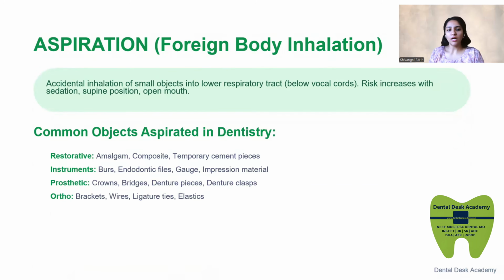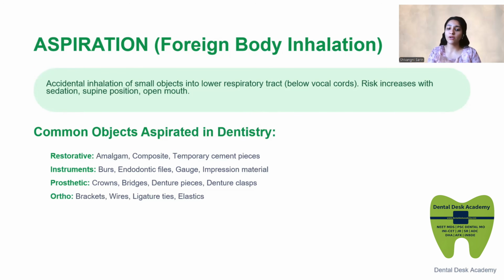Now, next is about aspiration or foreign body obstruction. What exactly is foreign body obstruction? This is the next medical emergency we are talking about. See what happens in a dental setting. This is again very common. If you're not using a rubber dam, or you have not tied your dental material with floss, there are a lot of dental materials which can be aspirated. For example, a crown, a cement piece, a bur, an endodontic file, a bridge, wires, ligature wires, brackets, all these have a risk of causing aspiration.